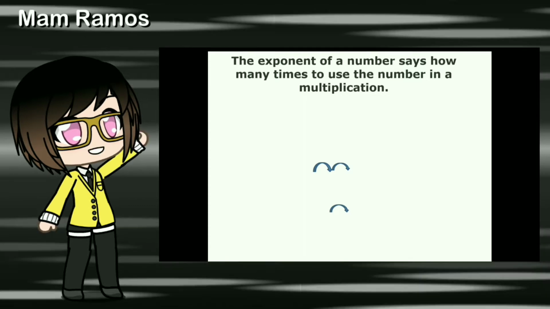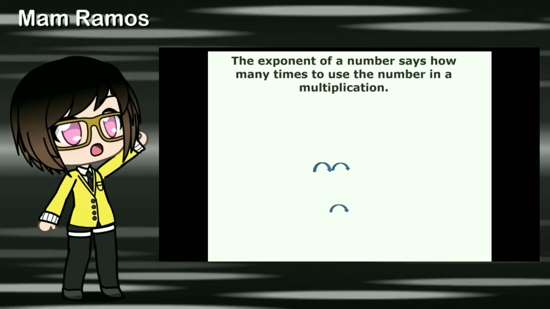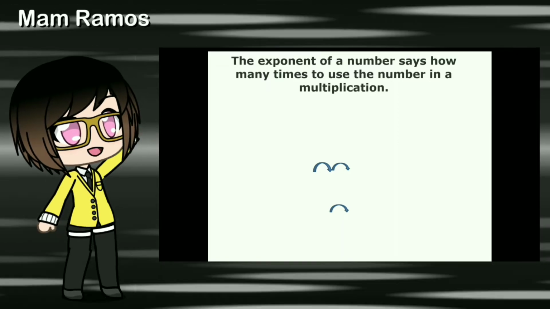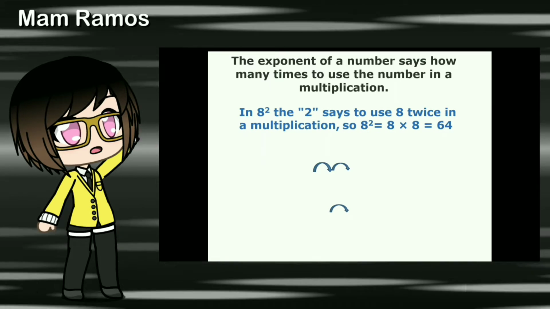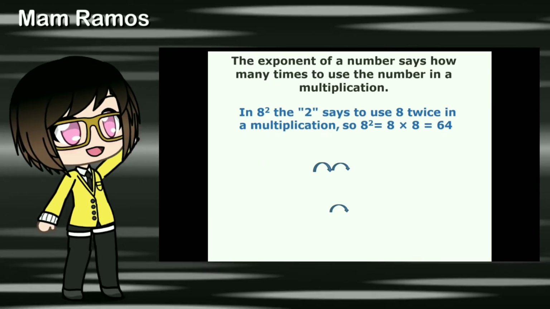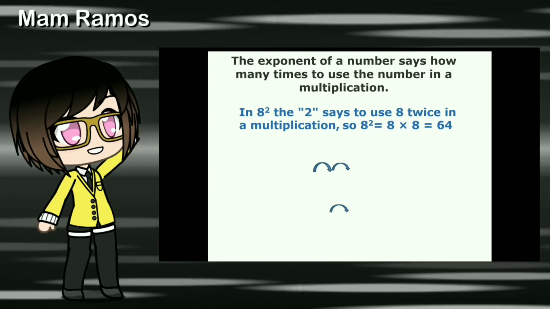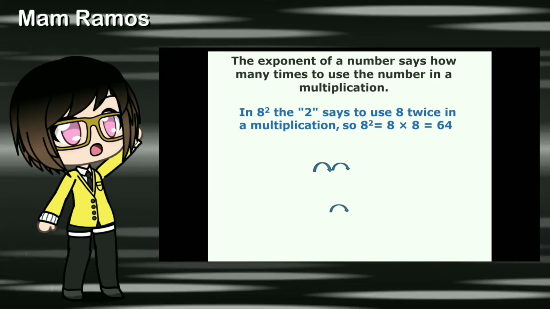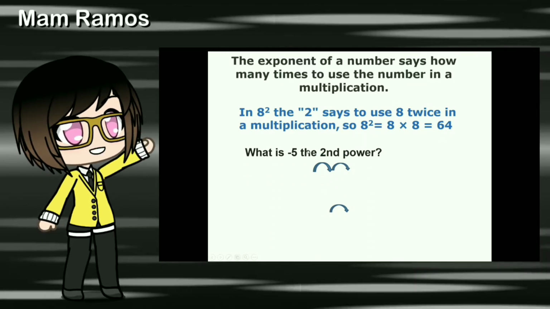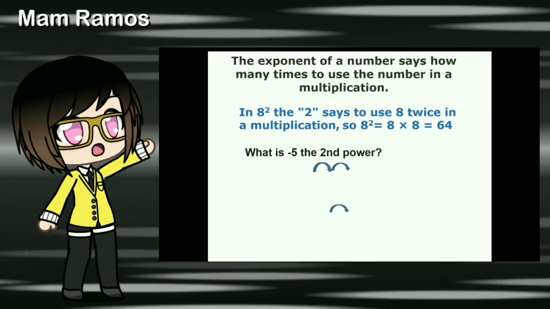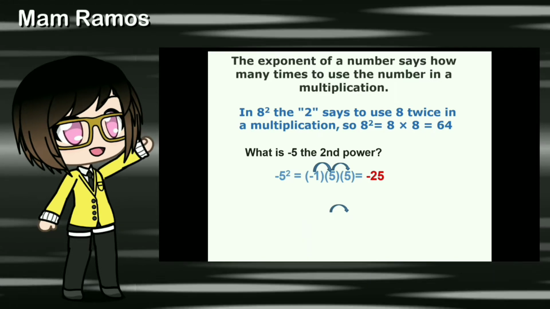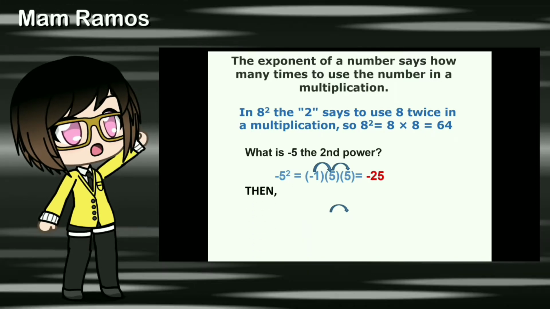The exponent of a number says how many times to use the number in a multiplication. In 8 squared, the 2 says to use 8 twice in a multiplication. So 8 squared will be equal to 8 times 8. It is equal to 64. What is negative 5 to the second power? Negative 5 squared is equal to negative 1 times 5 times 5, which is negative 25.